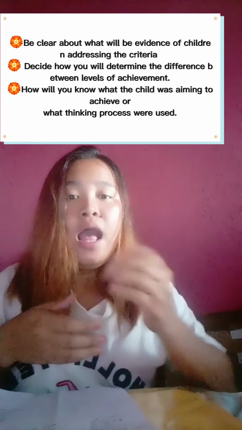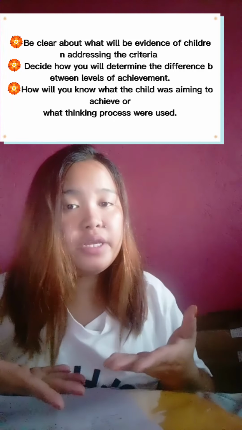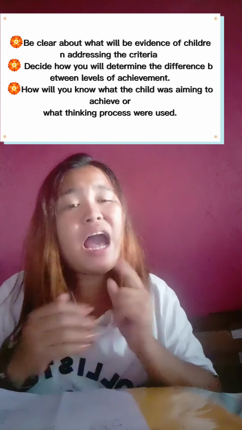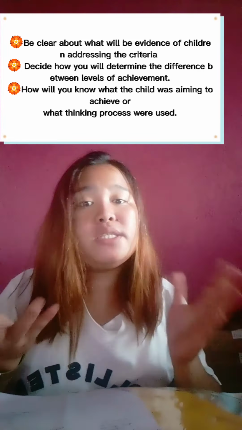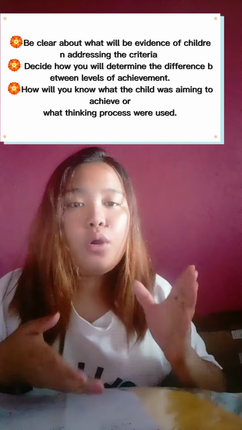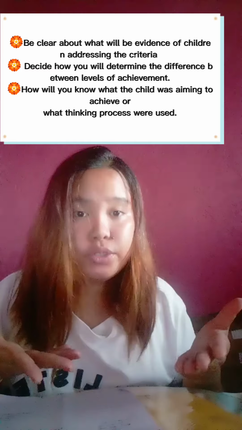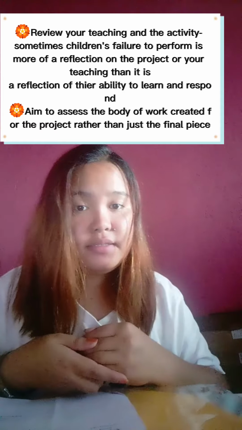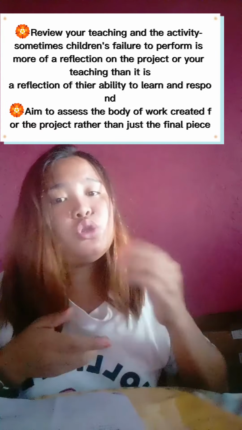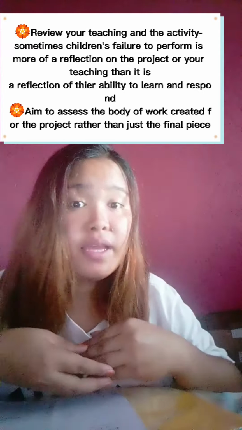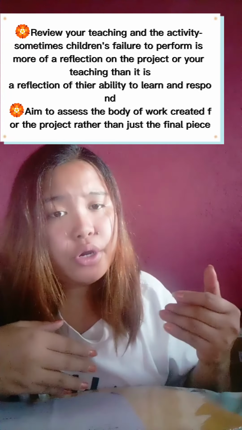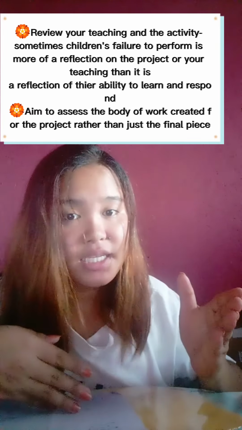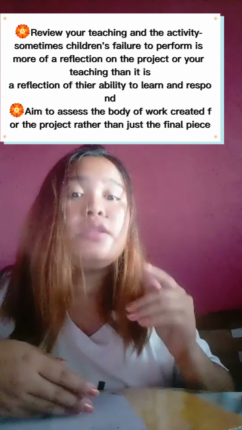Next is decide how you will determine the difference between levels of achievement. Then next is how will you know what the child was aiming to achieve or what thinking process will be used. Next is review your teaching and activity. Sometimes children's failure to perform is more of a reflection on the project or your teaching than it is a reflection of their ability to learn and to respond.